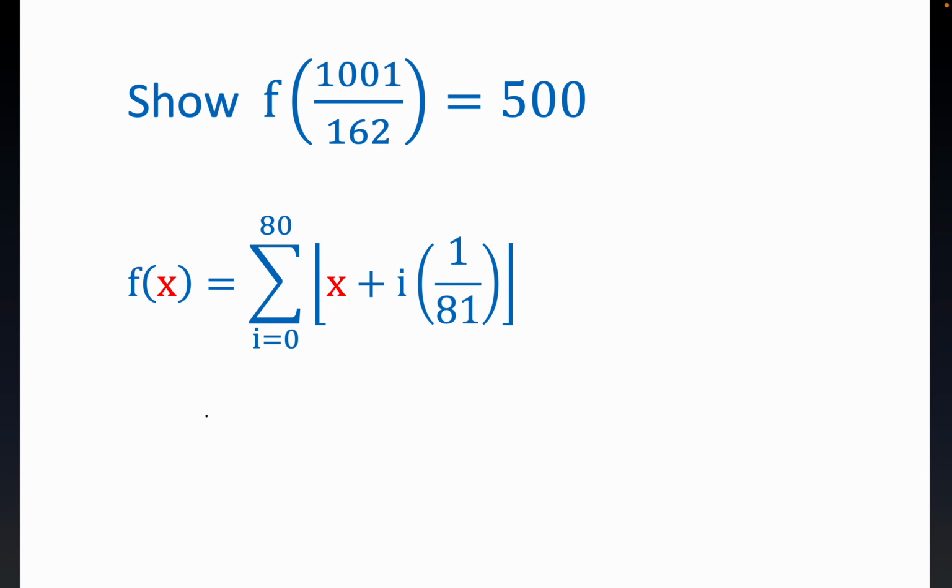Summation based function here. Let me write out a few of the terms to get an idea of how we're going to proceed. This is the floor function, and for i equals 0, the very first summand would just be the floor of x. That's for i equals 0, floor of x, because if i is 0, this term certainly is not present. Then for i equals 1, we're going to have the floor of x plus 1 over 81.